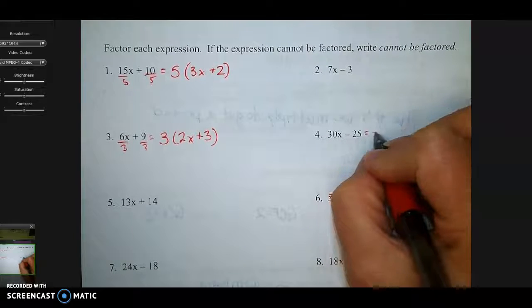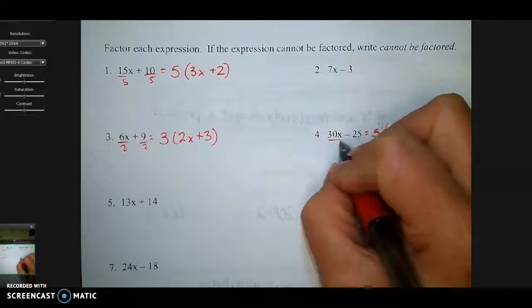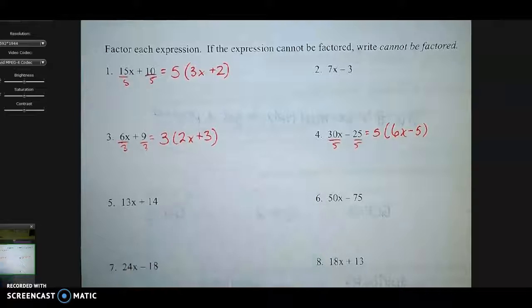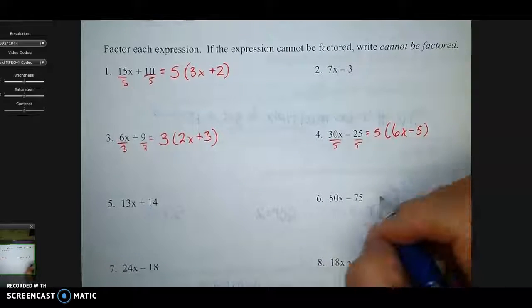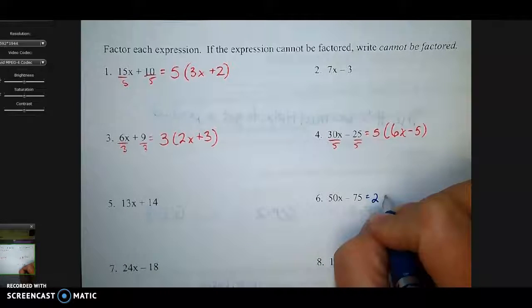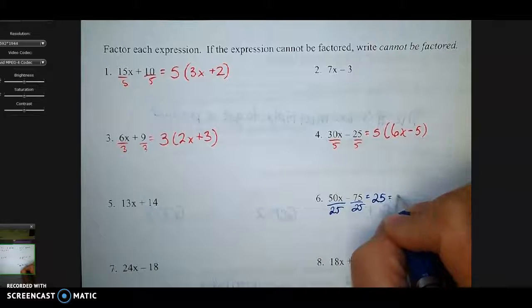And then I can take out a 5. I get 6x minus 5 when I divide by 5. And then I've got, again, one that I cannot take anything out of, and I just need to leave it at number 5. There's no greatest common factor. Down here, I can take out 25. And when I do that, I get 2x minus 3.